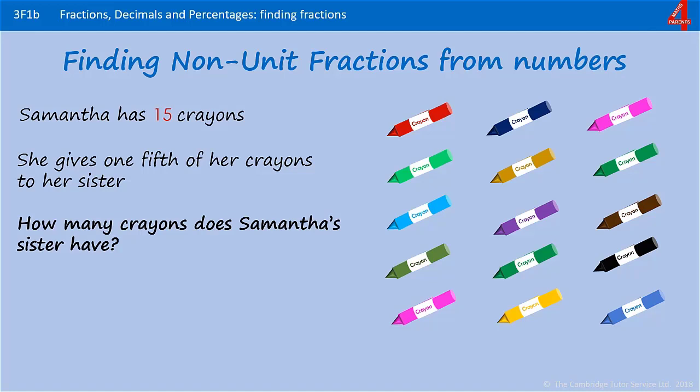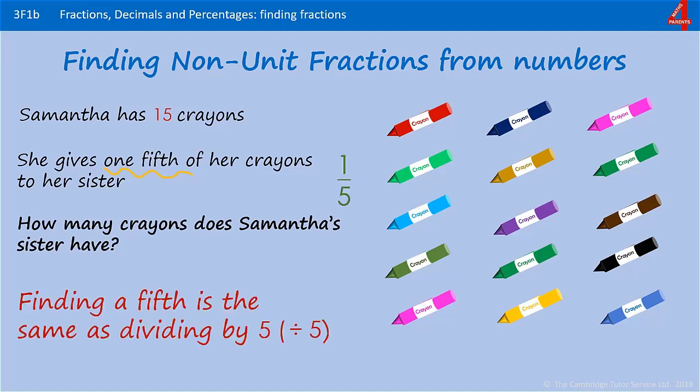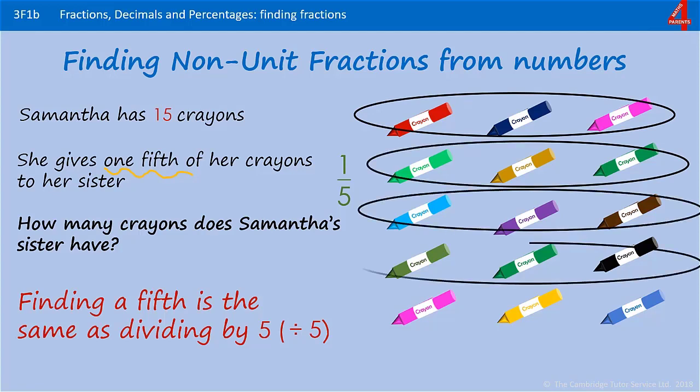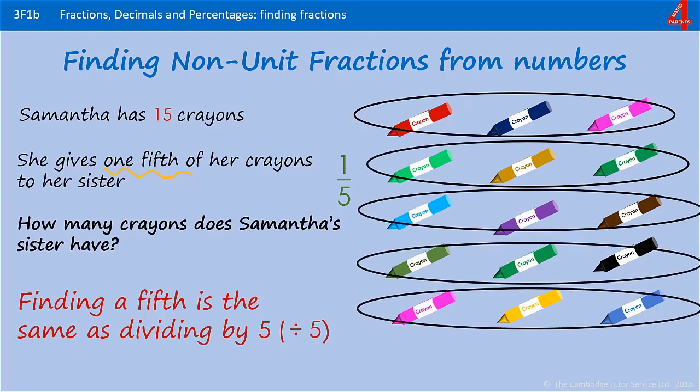We're looking for 1/5. When we find 1/5 of something, it's the same as dividing by 5. If we put these crayons into 5 equal groups, 5 groups with the same number in each group, you can see that in each group there are 3 crayons. 1/5 of 15 is 3, so Samantha's sister has 3 crayons.